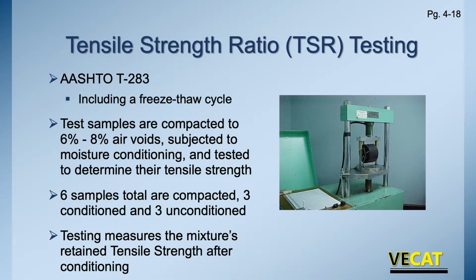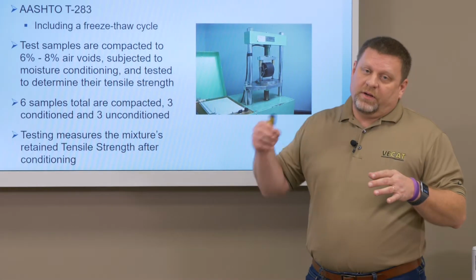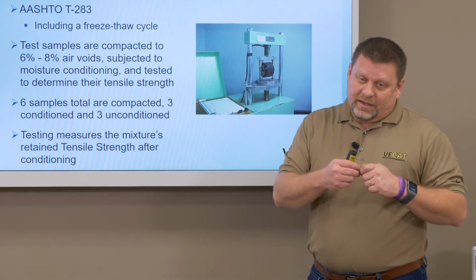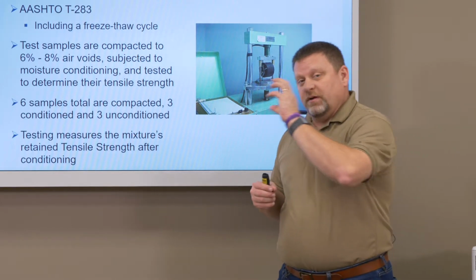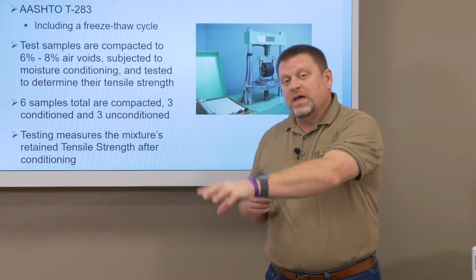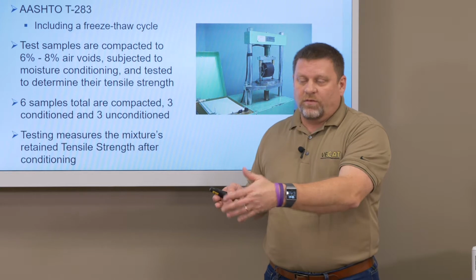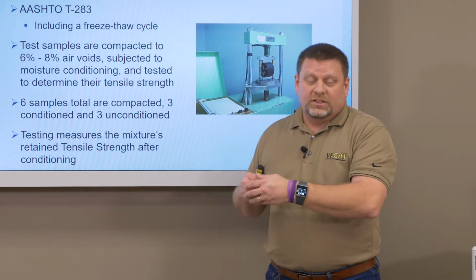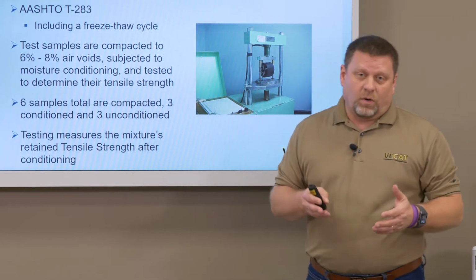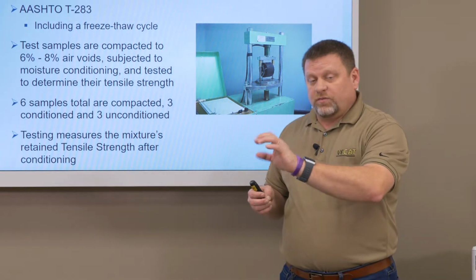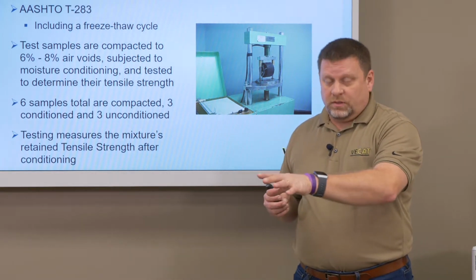Once my conditioned set of samples have been saturated, I want to wrap them in saran wrap, or some sort of plastic wrap that holds the moisture in. I want to put them in a Ziploc bag that I can close up tight, and I want to put them in a freezer. They go in this freezer for a minimum of 16 hours. Typically, people will do it overnight. It can be 16 to 20 hours, just whenever you want to pull them out the next day to get working. But the specification calls for a minimum of 16 hours frozen.